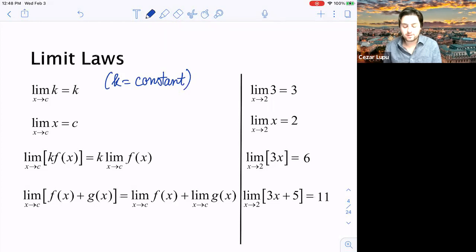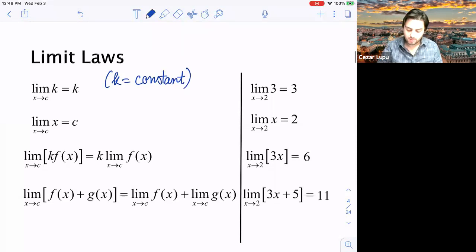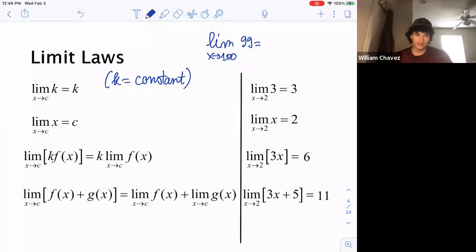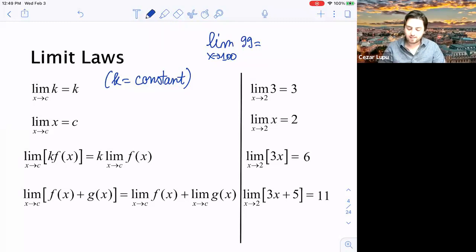For example, what if I ask you, what is the limit as x approaches 100 of 99? Can you tell me? What is this? Louder so that I can hear. 99. 99, exactly. You see, the constant inside has nothing to do with what x is approaching, right?